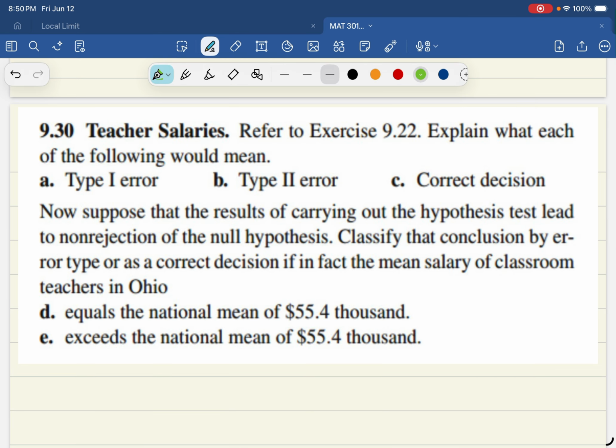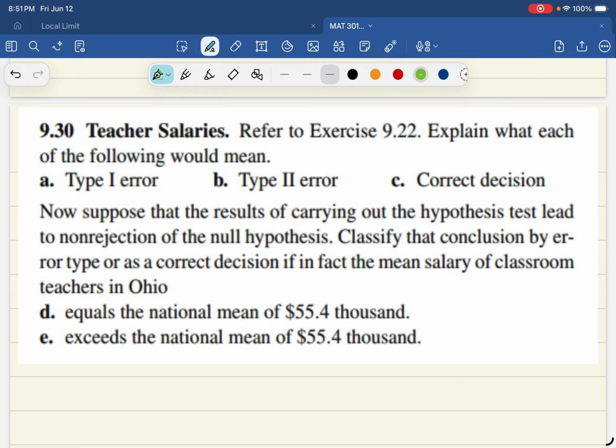Now for part C, the correct decision, well, that means if the null hypothesis is true and we fail to reject it, then that's a correct decision. Or if the null hypothesis is false and we reject it, then that's a correct decision. Of course, when these hypothesis tests are conducted in real life, we have no way to know for sure that we've made the correct decision.